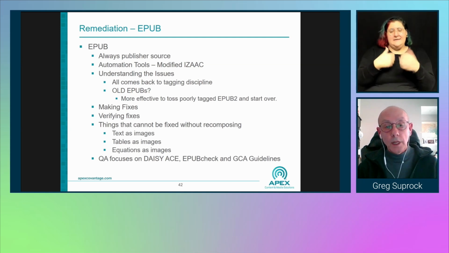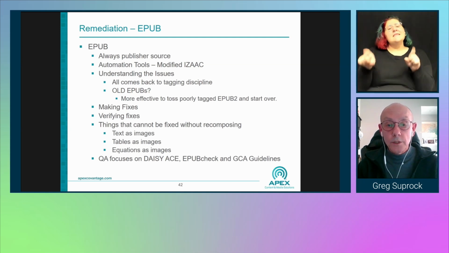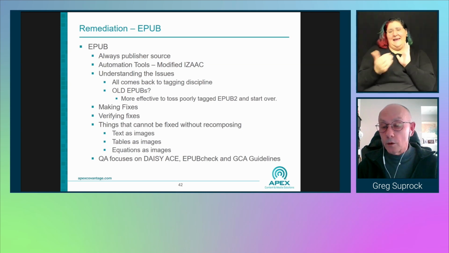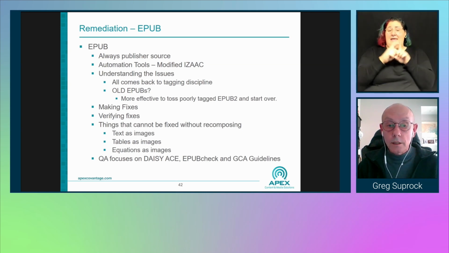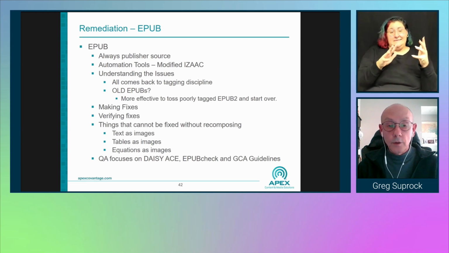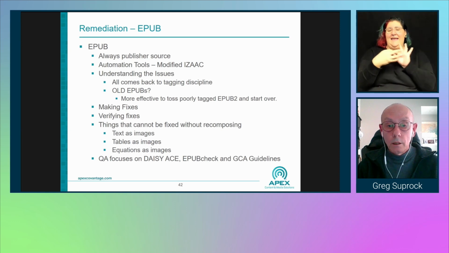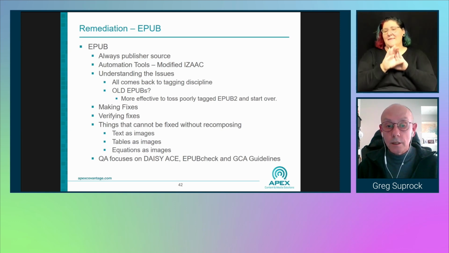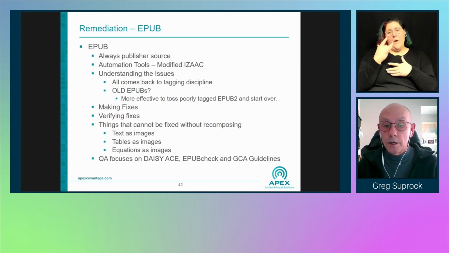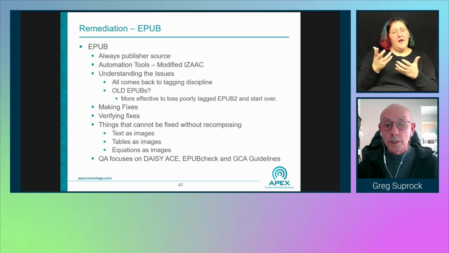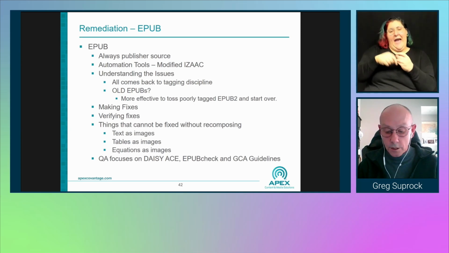The same kinds of rules apply when you're working with those old EPUBs, where there are elements that cannot be fixed without recomposing some segments. There are many cases where text has been incorporated as images. There are many instances where tables have been incorporated as images, and equations quite frequently are incorporated as images. The QA for all EPUBs that are produced here is an automated process that invokes the DAISY ACE checker. It invokes EPUB check, and it invokes tests that we put in following GCA guidelines as a GCA certified vendor.